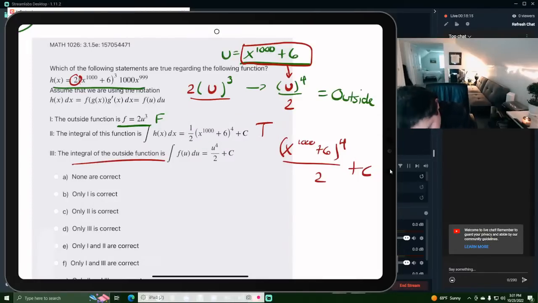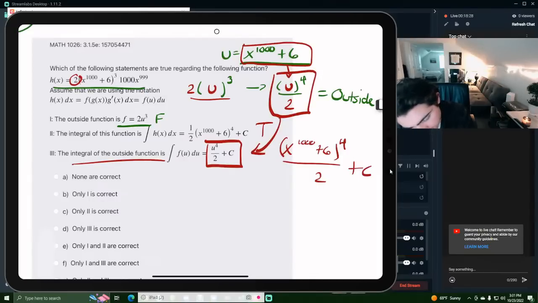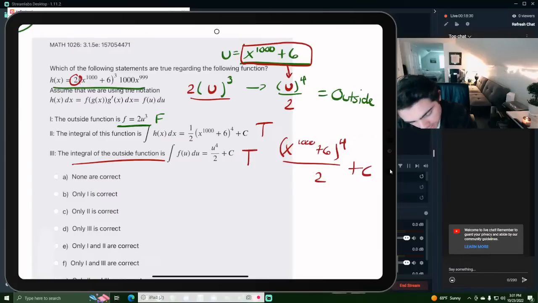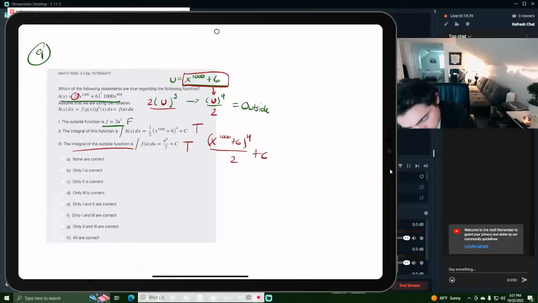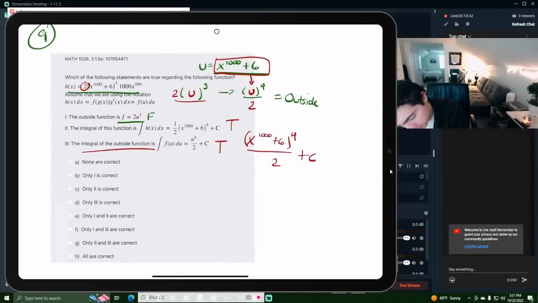Integral of the outside function is, that's kind of the same thing we just found. Really, it hopefully would have made more sense to do this first, then try statement 2, because we just got this as the antiderivative of the outside. And so I think this is a true statement as well. And then this is just what you get once you plug the u in place of this u here. So I'm going to call 2 and 3 true. And in this case, they say all of them are correct.